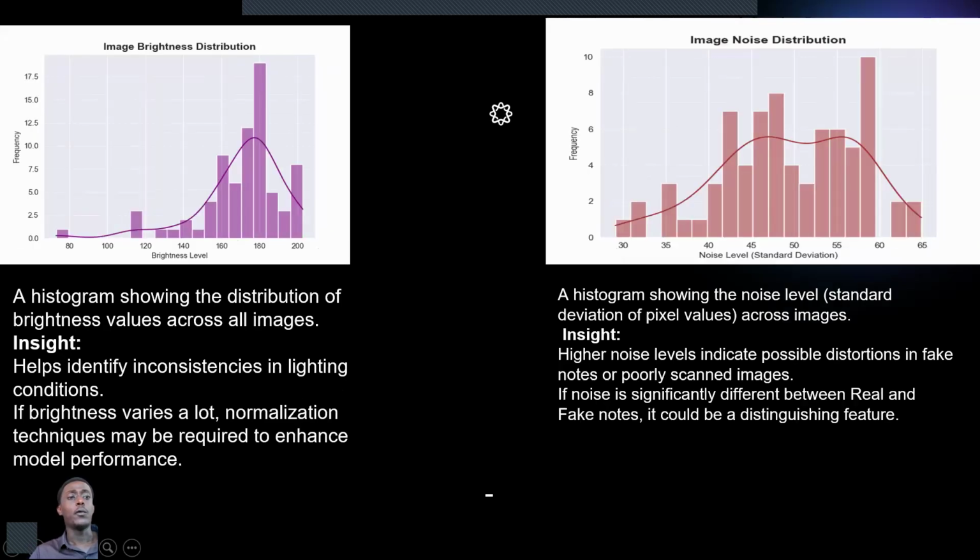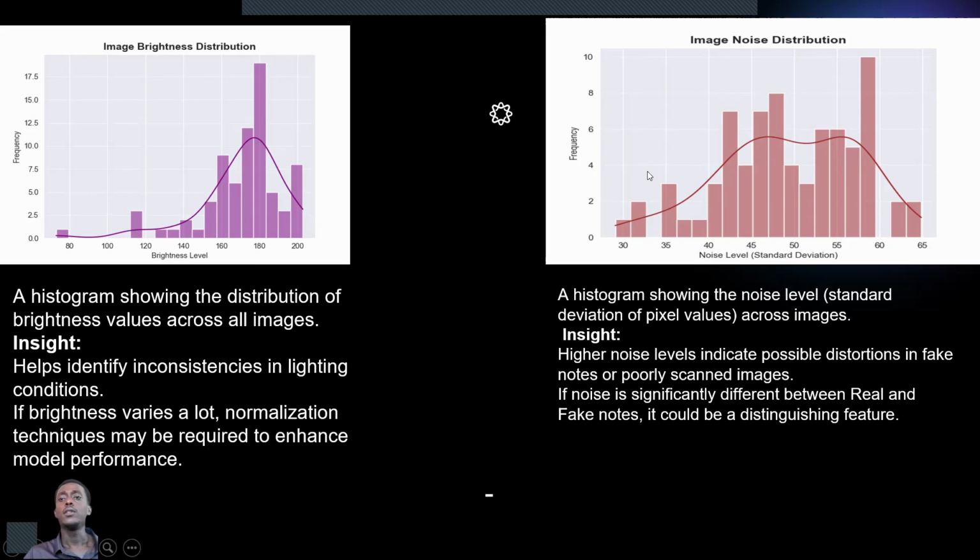Then next, we talked earlier about brightness and noise in the images we had acquired from our data set. We wanted to understand how the brightness was distributed, and this was achieved by coming up with a histogram showing the distribution of brightness values or levels depending on the number of images. On your y-axis, we have the frequency or number of images, then the brightness level, and then a smooth curve to show how the brightness varies, to check for inconsistencies in the lighting conditions. If brightness varies a lot, it means that we need normalization techniques to come up with better estimates, and then enhance model performance.